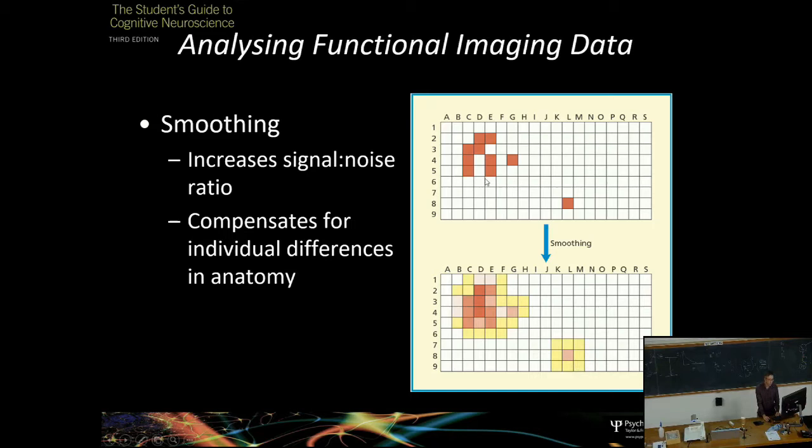But this is also a problem. So basically, if the brain implements cognition as a mosaic, as lots of little regions which aren't next to each other, then functional imaging will often be blind to that in a lot of standard analyses. But I'll talk about some non-standard analyses again.